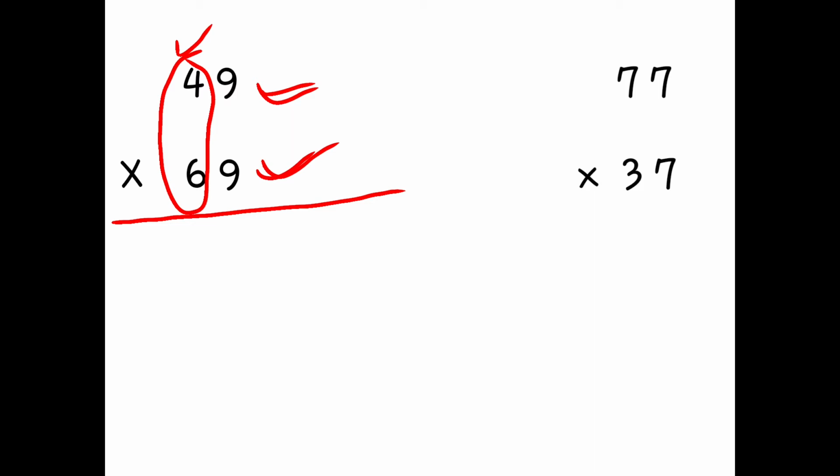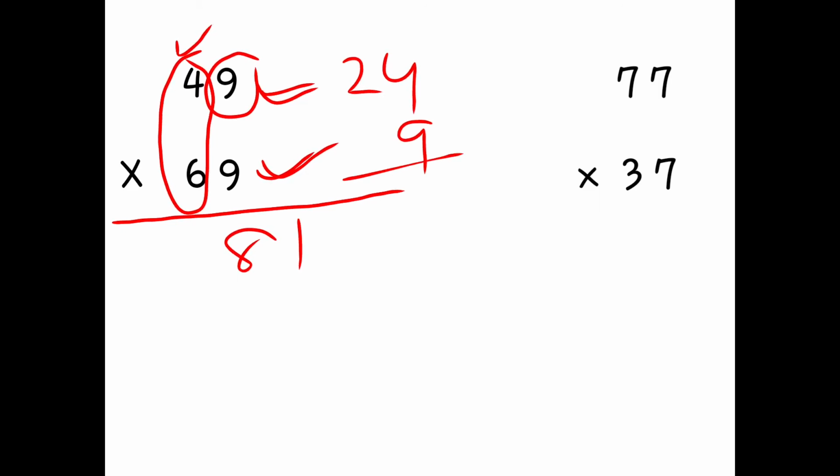First of all, 9 nines are 81. So write here 81. Now the next step is to multiply 4 and 6. 4 sixes are 24, and 24 plus 9. First multiply 4 and 6, that is 24, and then add this number, which is 9. So the answer will be 33. So write here 33. This is the answer of 49 multiply 69.